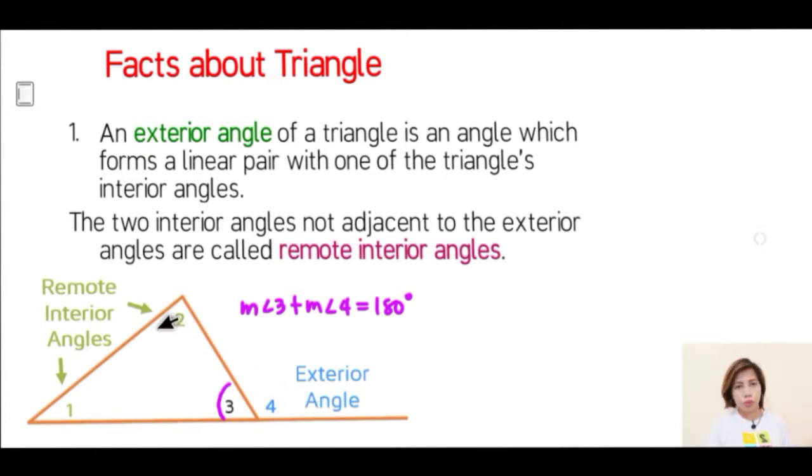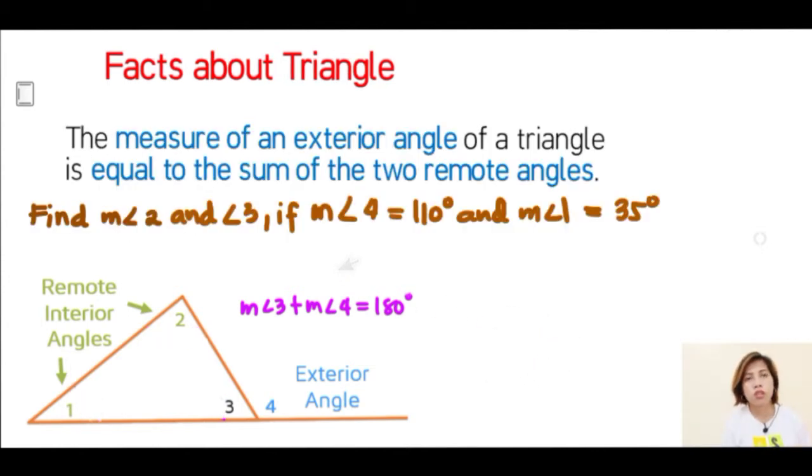So, therefore, yan po yung remote interior angles. Yung angle 1 at saka po yung angle 2. So, another fact about a triangle is that the measure of an exterior angle of a triangle is equal to the sum of the two remote angles. So, ibig sabihin po nun, pag pinagsama po yung measure ni angle 1 at saka ni angle 2, kaparehas po yun sa measure nung exterior angle, na dito ay angle 4.